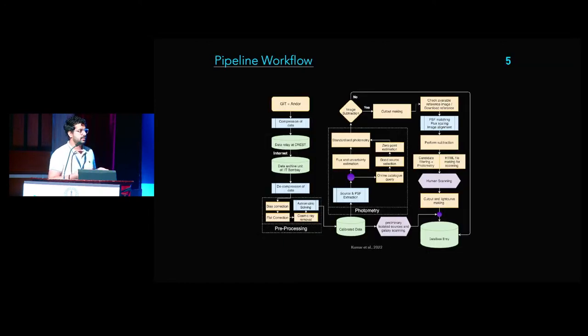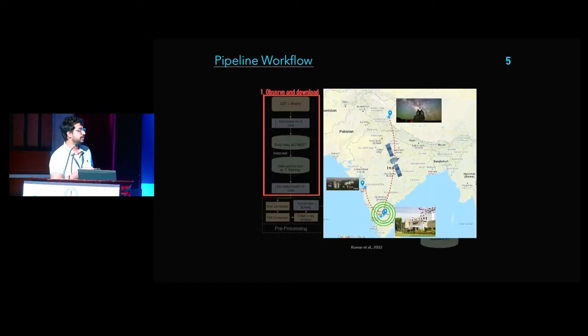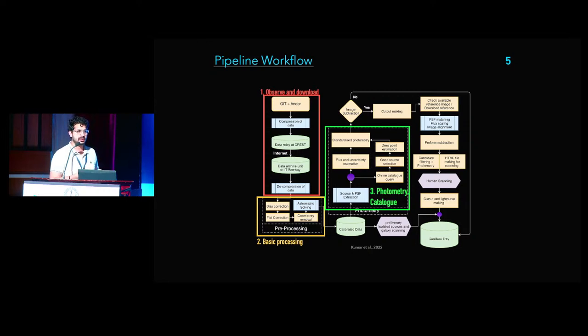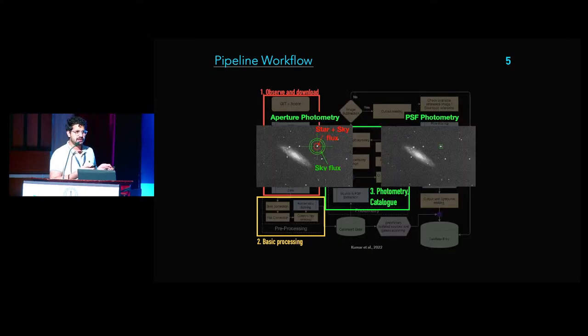The whole data reduction pipeline has also been automated. First, the pipeline downloads all the data from the telescope site to IIT Bombay, where all the processing happens. Once the data is there, it starts preparing the images for actual science use, which I call pre-processing. Then we do the main task of measuring the brightness of different sources, which is photometry. It has different functionality to do that, including putting an aperture or fitting a PSF model of that particular source in the image.